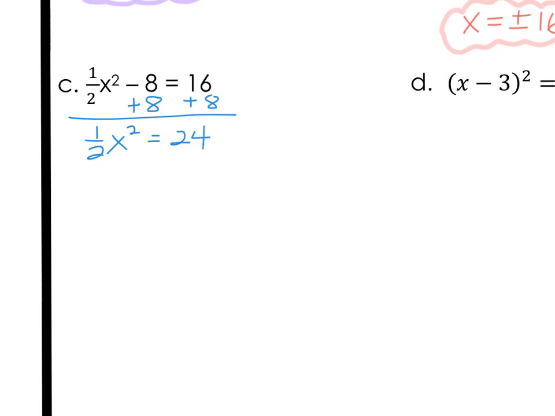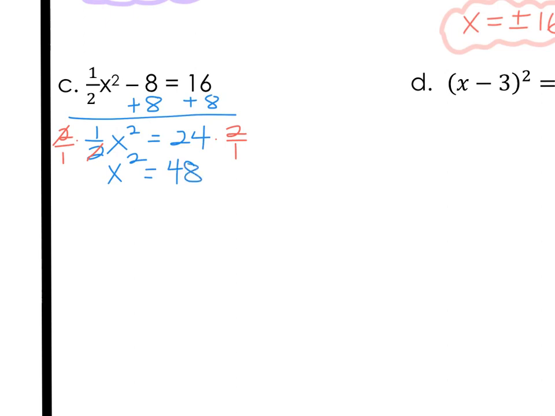Now to get rid of that 1/2, we've talked about this off and on throughout the semester, but it's been a while. The fastest way to get rid of a fraction is to multiply by the reciprocal. And that cancels out the 2's on that left-hand side, giving us x squared, which is what we wanted. On the right, 24 times 2 over 1 is 48.